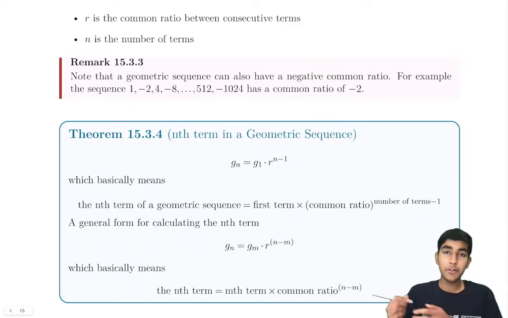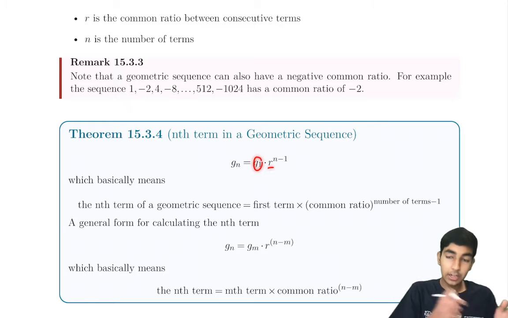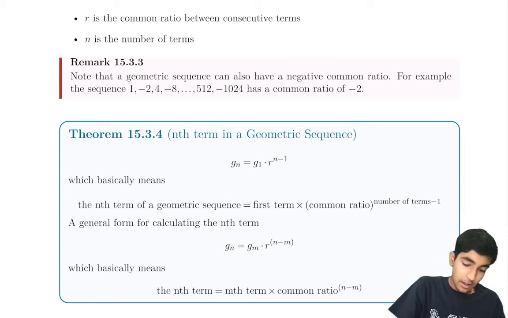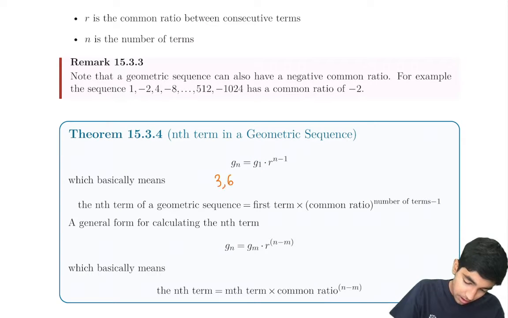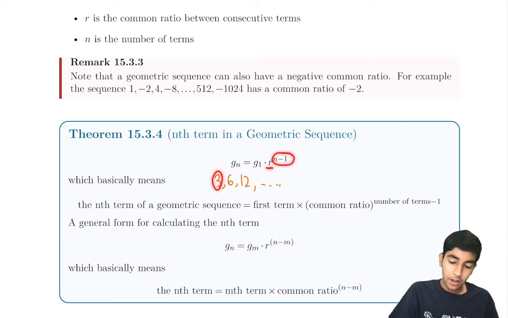So if you have a geometric sequence and you know the first term and the common ratio, you can calculate the nth term. To find the nth term, you just multiply the first term by the common ratio to the power of the number of terms minus 1.